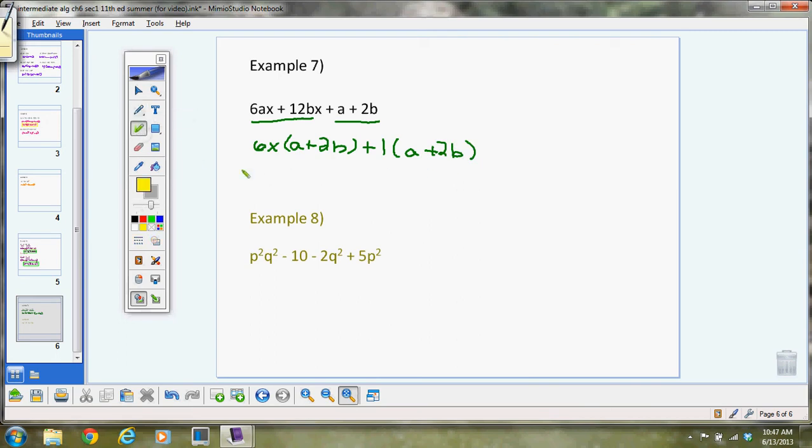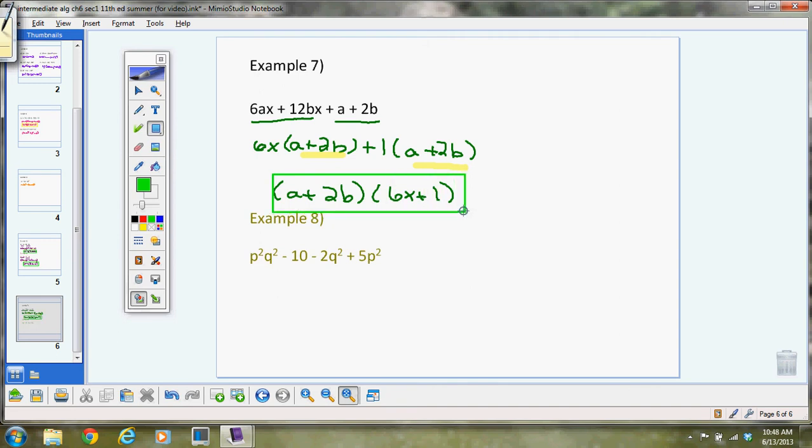Now, if we look at that, we have something in common. A plus 2b here, a plus 2b there. So we can take that out and put it in the front. They both have an a plus 2b. And then we're going to group the 6x and the positive 1. So in the second set of parentheses, we'll have 6x and a plus 1. And if we were to FOIL that, we could check it, and we would end up with what we started with. So that would be our answer.